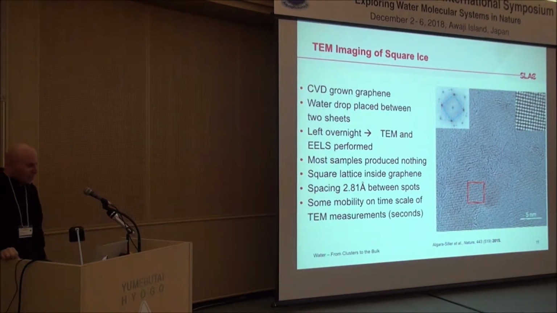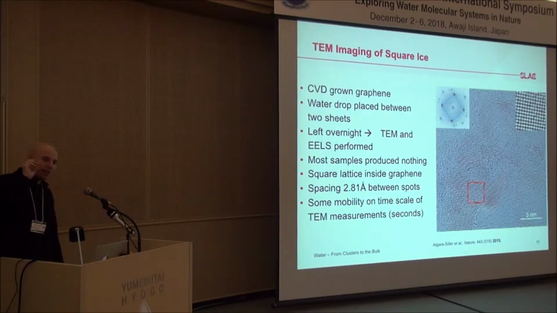And what they did was they grew graphene by CVD, and then they put a water drop on top of it, and they put another sheet of graphene on it. So you got a graphene-water-graphene sandwich. And then they left it overnight. They came back the next day, and for the most part, you saw nothing. You would usually just see bilayer graphene.